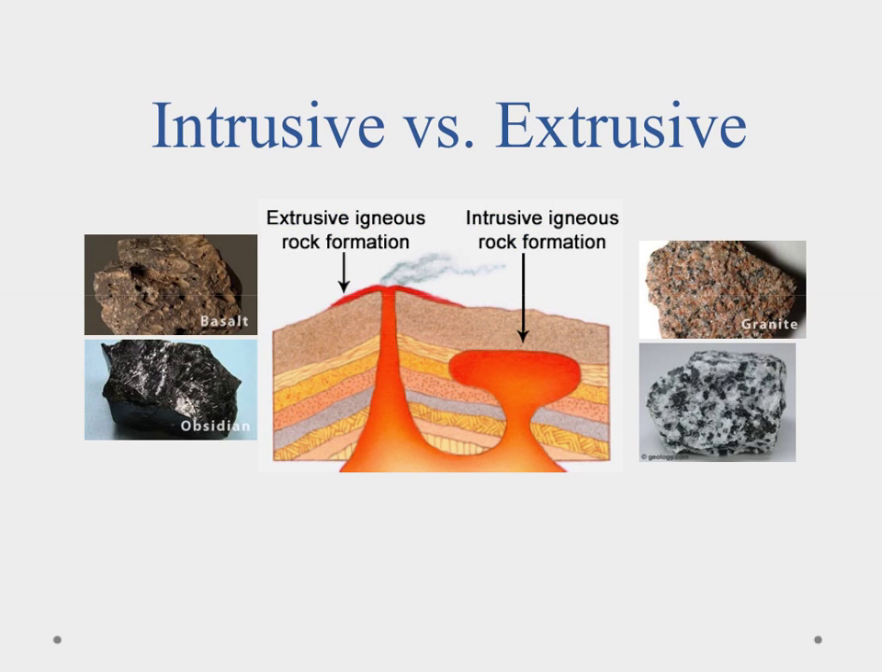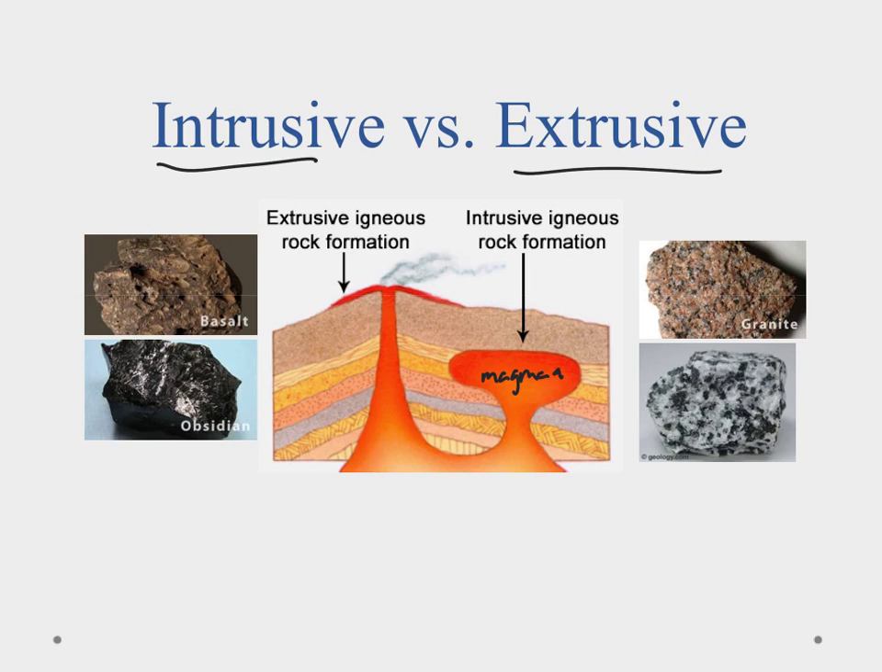Okay, when we're talking about igneous rocks, we have two primary categories. We have intrusive and extrusive. Intrusive igneous rock formation is going to be where it's inside the earth. So we'll see that we have magma down here, and that magma will cool off over time, and that's what will form these intrusive rocks.